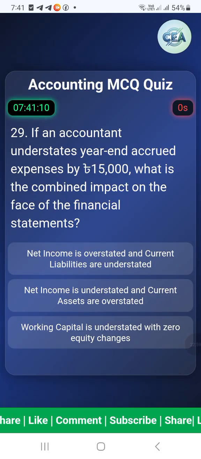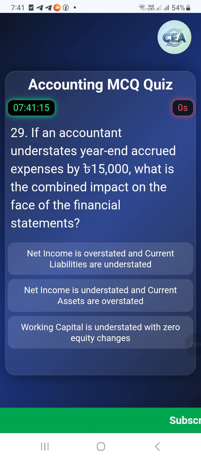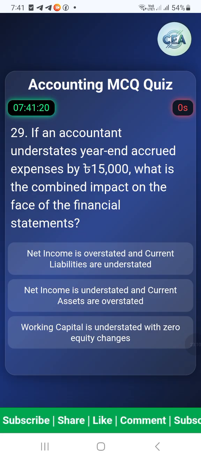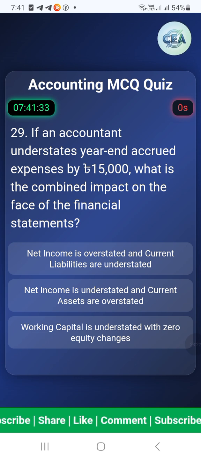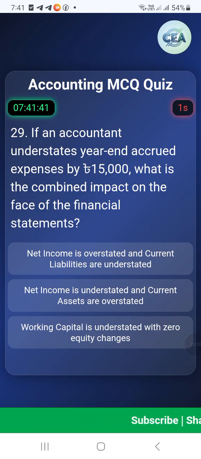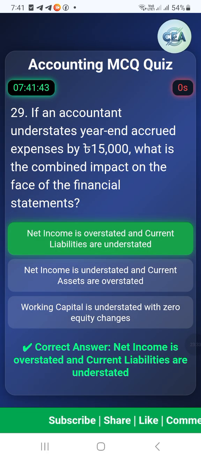29. If an accountant understates year-end accrued expenses by 15,000 takas, what is the combined impact on the face of the financial statements? Option 1. Net income is overstated and current liabilities are understated. Option 2. Net income is understated and current assets are overstated. Option 3. Working capital is understated with zero equity changes. Correct answer is net income is overstated and current liabilities are understated.